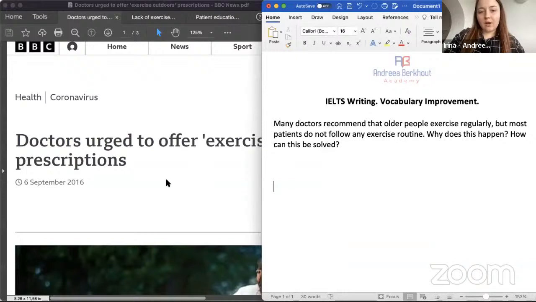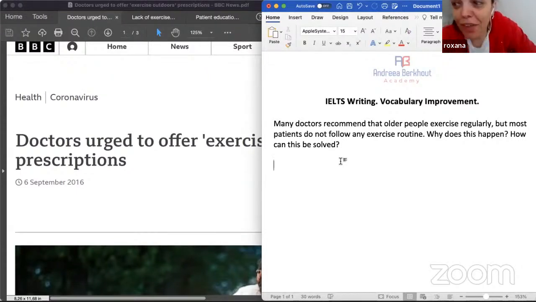Okay, so here on the right, we can see the question. Roxana, can you please read it out loud? On the right, yeah? Yes. Many doctors recommend that older people, let me see if I can move the screen, because I think my mouse is not working. Honestly, it's not working. So you cannot see the whole task? No, I cannot see. Roxana, it's okay. I will read the task myself.